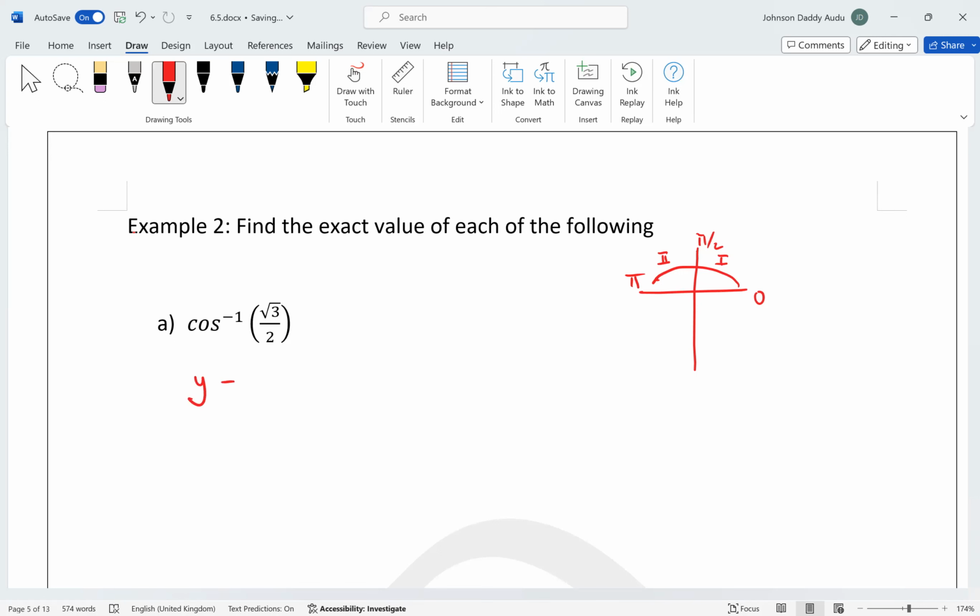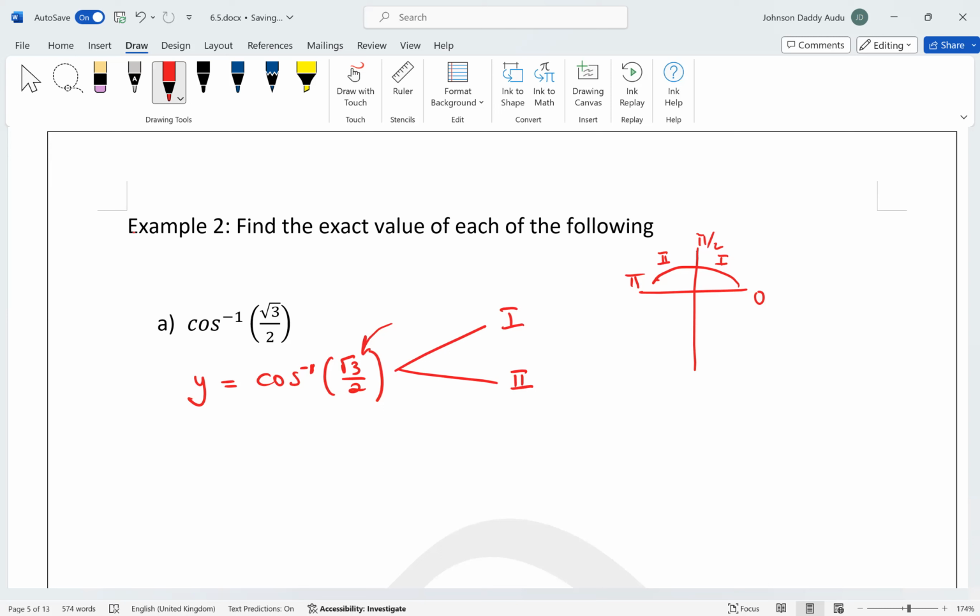So we can let y be cosine inverse of root 3 over 2. Now, what does this mean actually? This means that this root 3 over 2 is from the domain of cosine inverse. So the output is going to be in the range, which is 0 to pi. So which means it's either in the first or in the second quadrant. Okay.